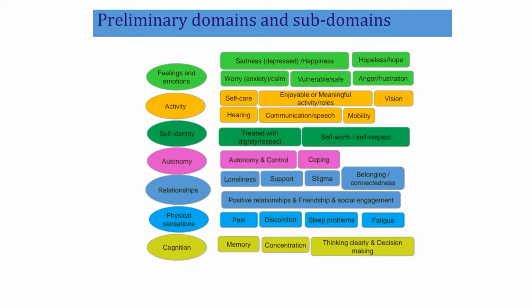So the preliminary set of domains and subdomains that we came up with, you can see on the right, we've got sets of subdomains. So for example, sadness, hopelessness, worry, vulnerability and anger in one color and so on. And you can see how they broadly fall into higher level domains. But you can see how already it's quite a lot broader than what we tend to focus on. We tend to focus on activity, physical sensations and so on. But obviously this is taking us way beyond that, looking at aspects of relationships and autonomy and so on.